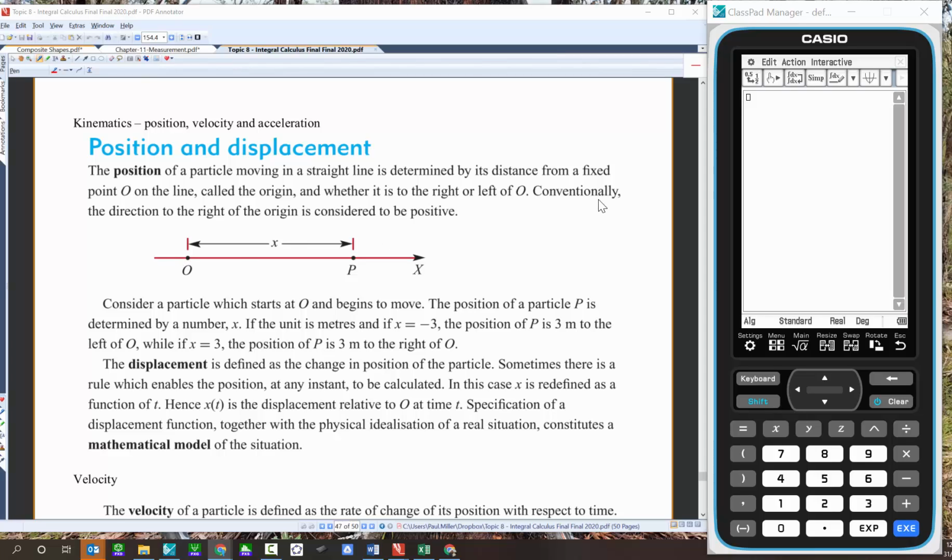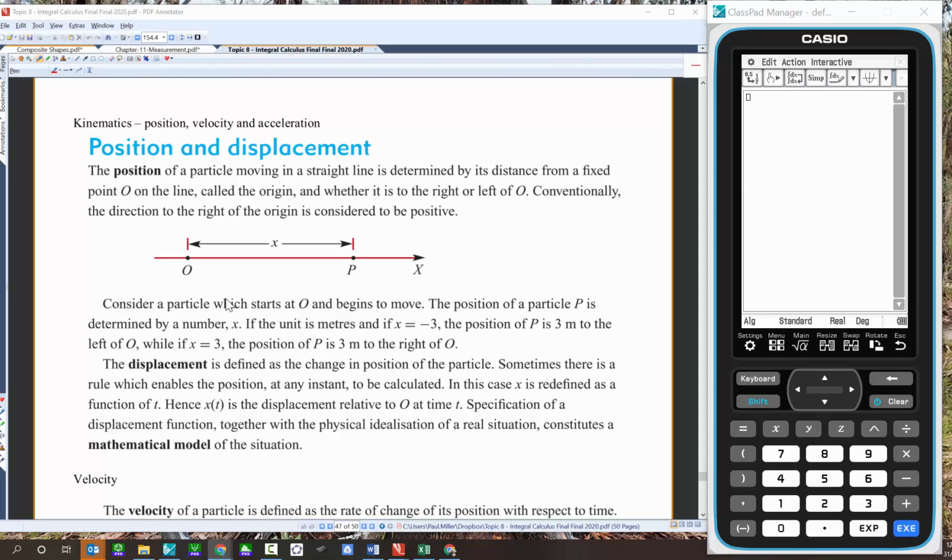Okay. So what we're doing in Year 12 Methods and Year 11 Methods is particles only move in a straight line. If this is the origin here, the particle has moved x units to the right of the origin. If it's moved this way, it's moved to the left of the origin.